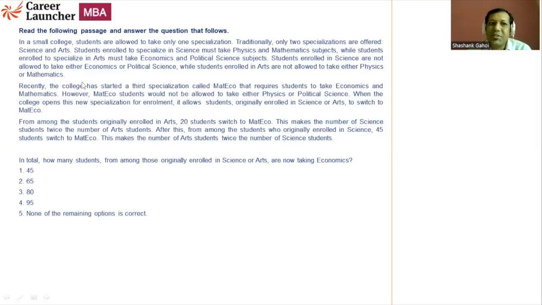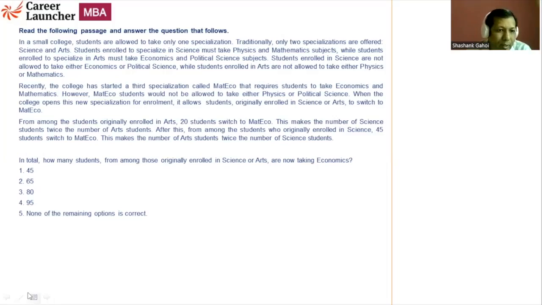In a small college, students are allowed to take only one specialization. Traditionally, only two specializations are offered: science and arts. Okay, so everyone is going to choose either science or arts. Students enrolled in science must take physics and maths, while students enrolled in arts must take eco and pol science.